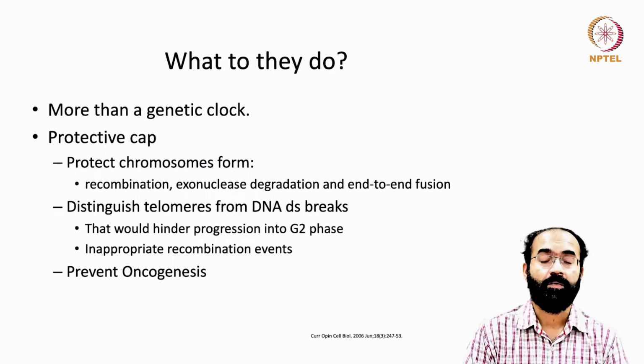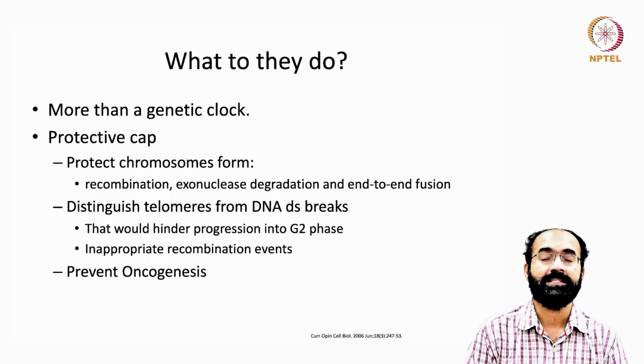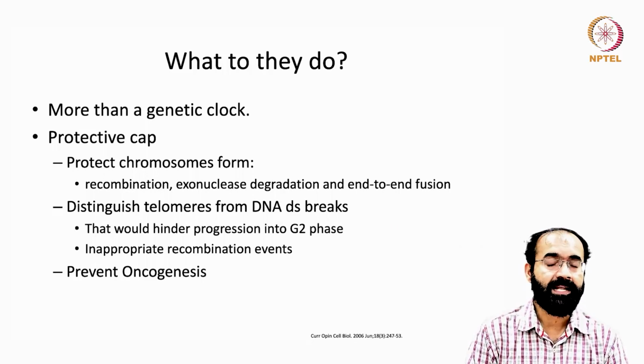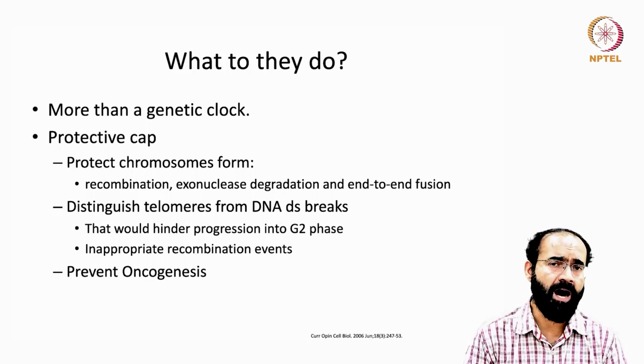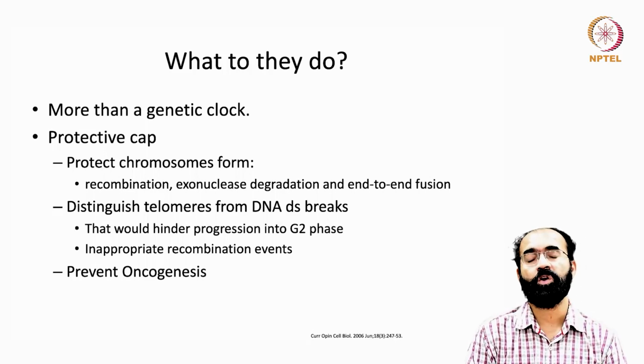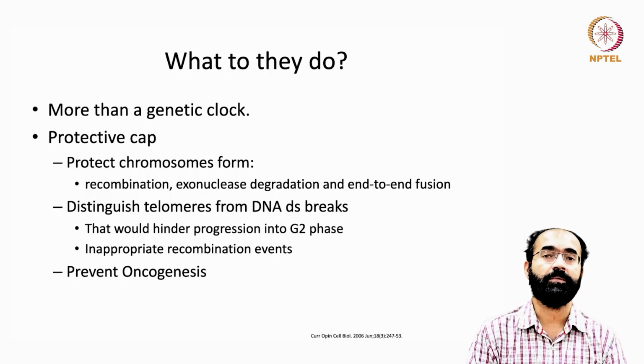So let us see what are the things telomere is able to do. It is a protective cap, it is a genetic clock, and it protects the chromosome from recombination, exonuclease degradation, and end-to-end fusion. So telomere mediated secondary, tertiary and quaternary structures can influence or protect the chromosome from recombination, meaning a part of the chromosome integrating elsewhere in the genome, or a piece of chromosome number 1 is now recombined into chromosome number 6 or chromosome number 10.